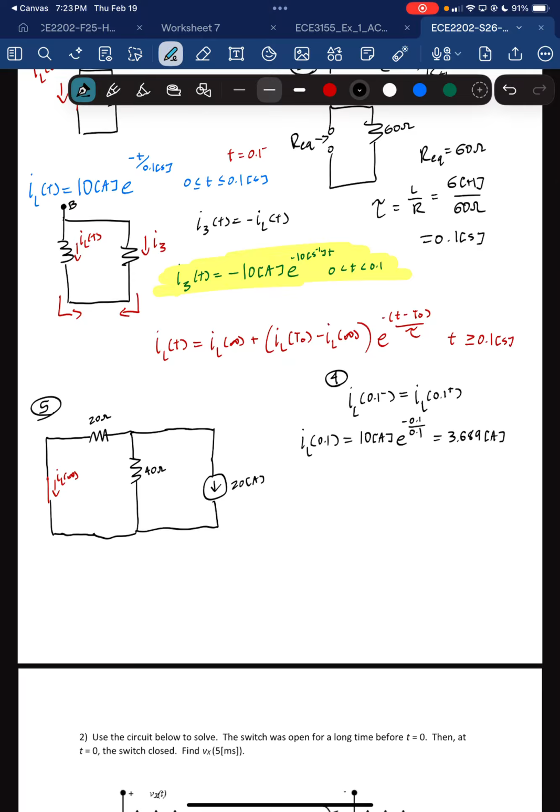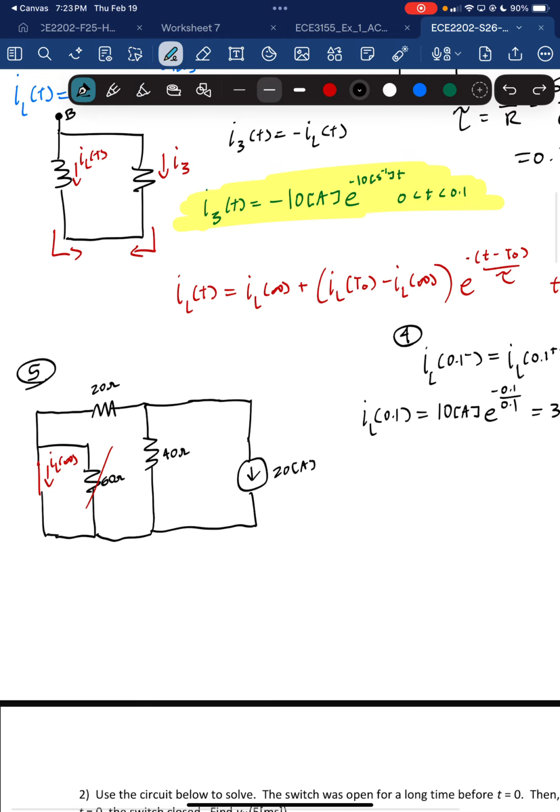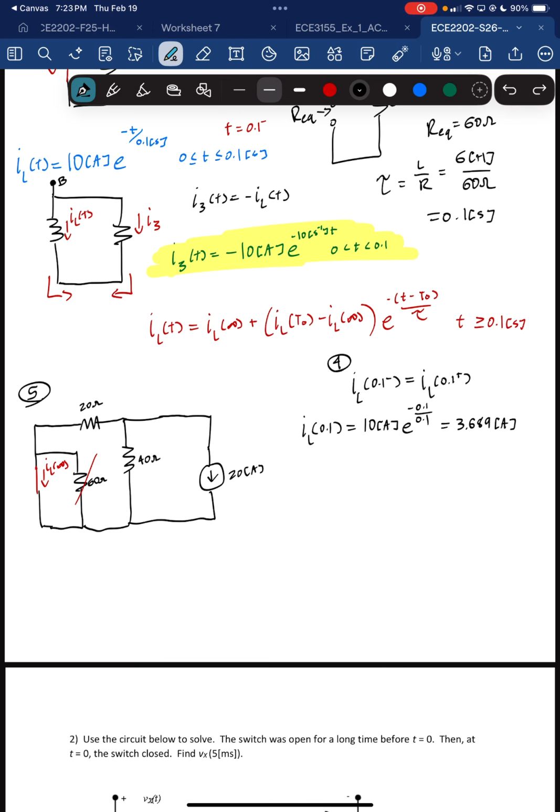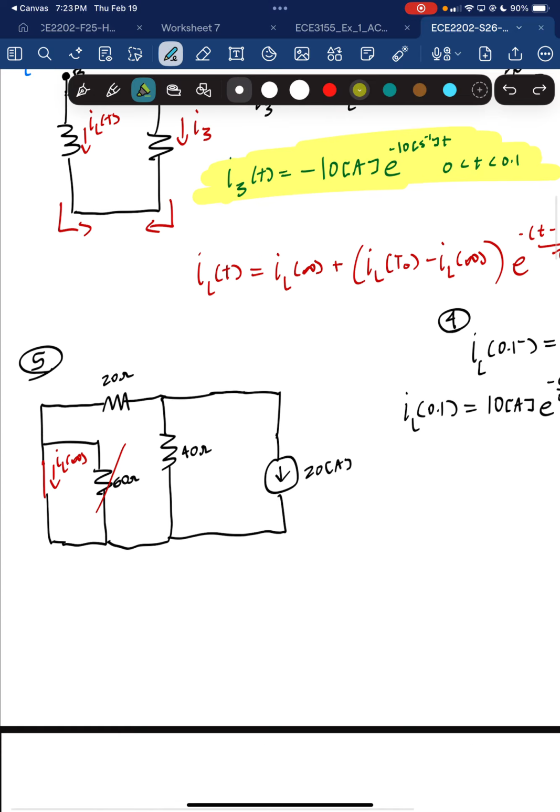Now, what would be the easiest way to solve for I of infinity here? Why does the 60 ohm resistor get shorted out? It's because it's being shorted. Definitionally, a component is getting shorted when the same node is on both sides of it. If we highlight it, you see that this same yellow node is on both sides of it. Whenever that happens, you can get rid of the component.